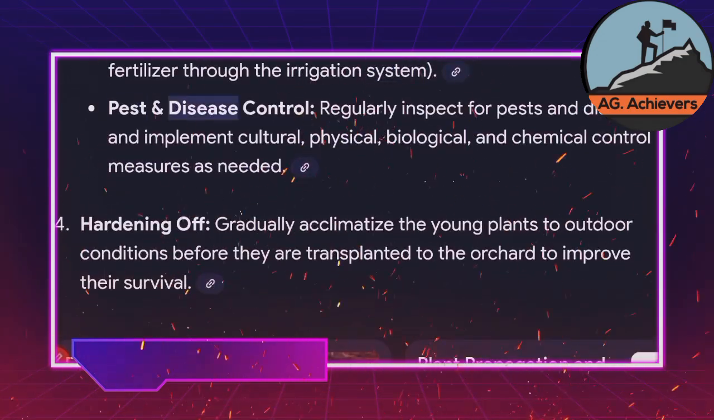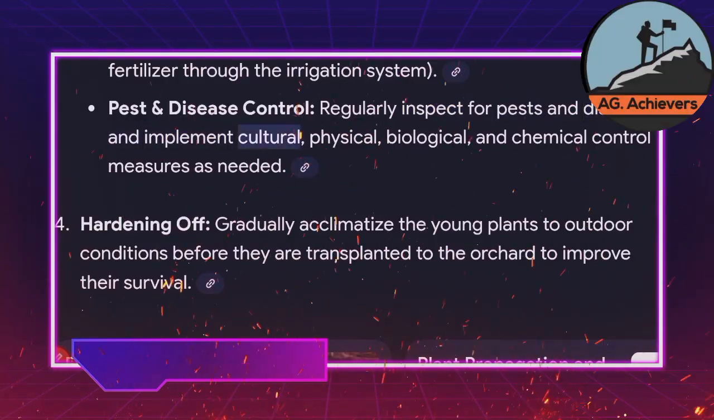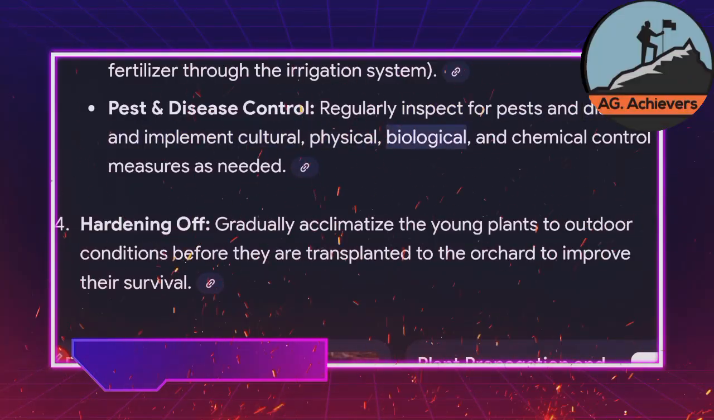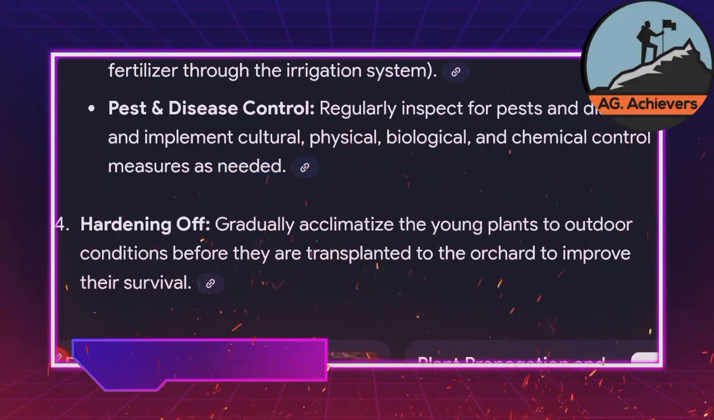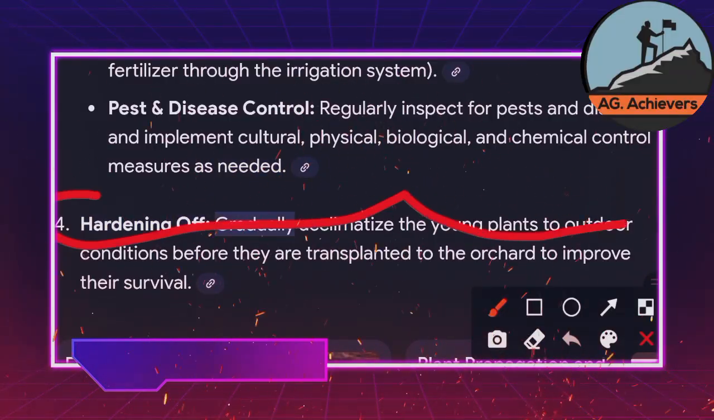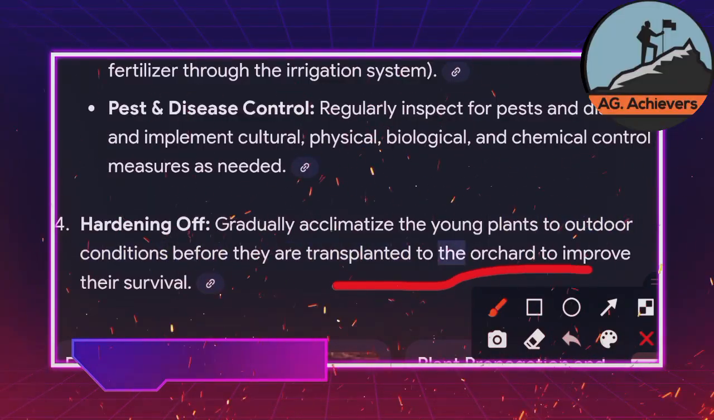Pest and disease control. Regularly inspect for pests and diseases and implement cultural, physical, biological, and chemical control measures as needed. 4. Hardening off. Gradually acclimatize the young plants to outdoor conditions before they are transplanted to the orchard to improve their survival.